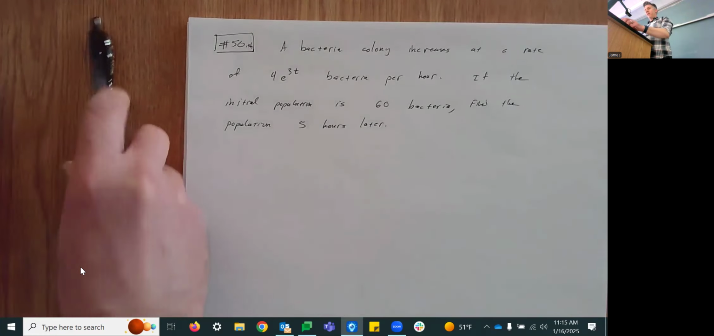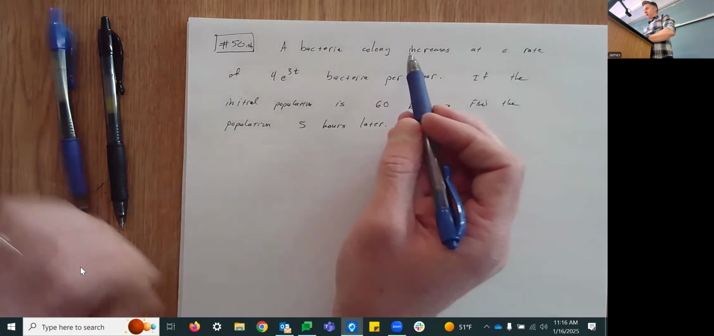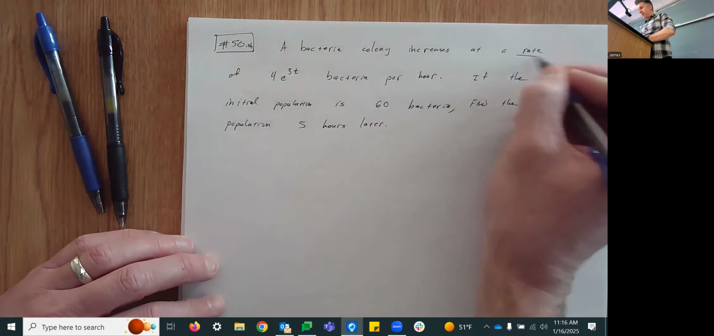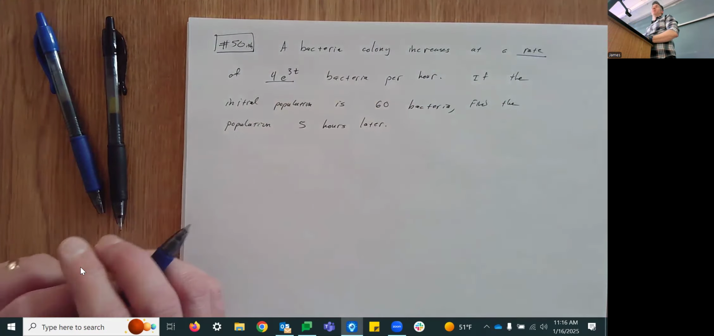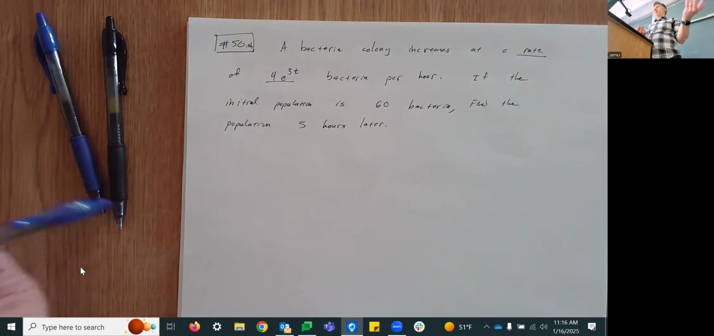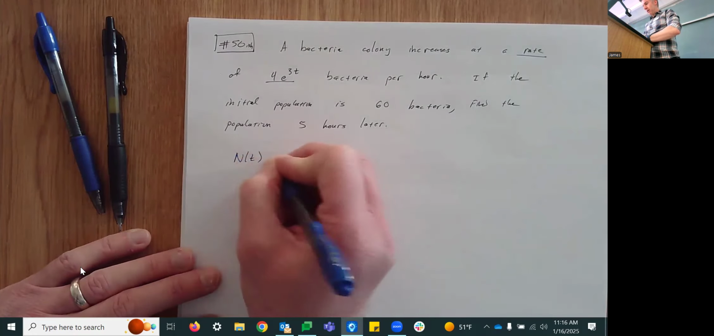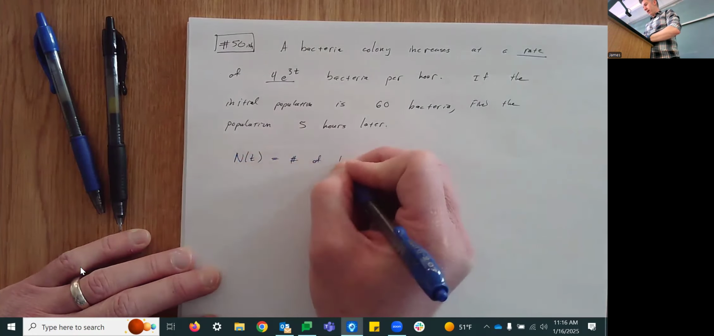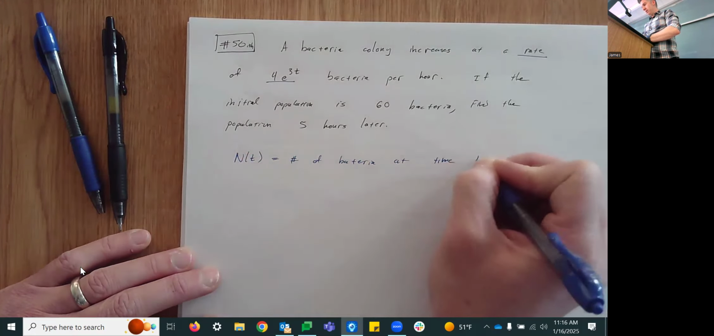So here's the thing I want to focus on first. They told me that this bacterial colony is increasing at a rate of 4 e to the 3t bacteria per hour. So that means the rate of change of the number of bacteria is equal to that function. So let's give our thing a name. I'm going to call it B of t or N of t. Let's say N of t is cool. So we say that N of t is the number of bacteria at time t.